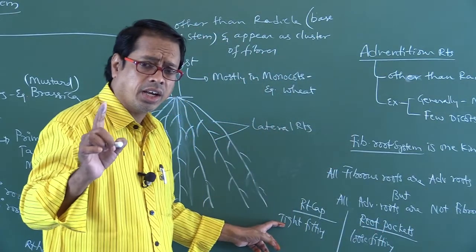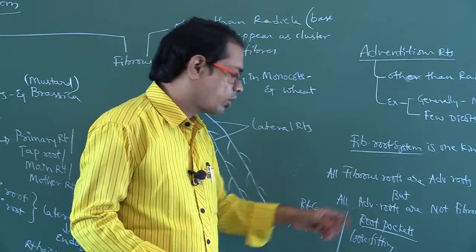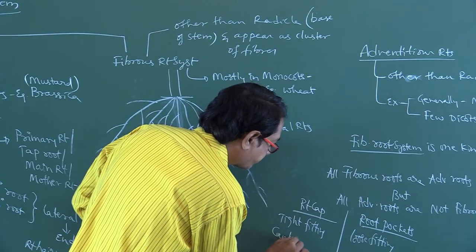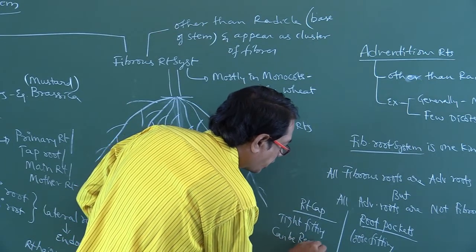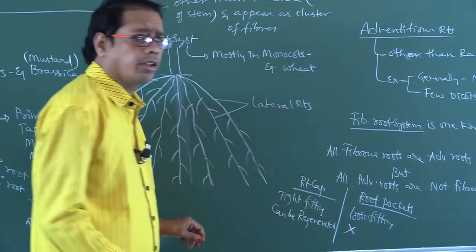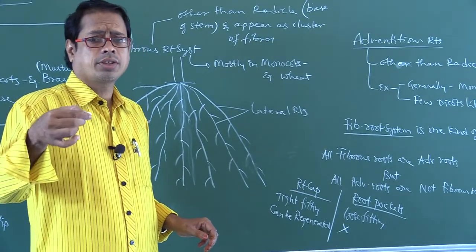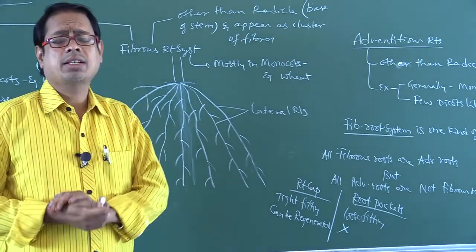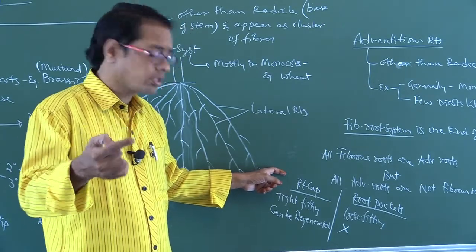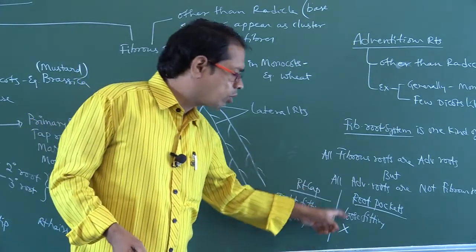Tight fitting structure is root cap. Loose fitting structure is root pockets. Root cap can be regenerated if lost. Why? Because there the meristematic cells are present. So, which one can be regenerated if lost? Root cap. Cannot be regenerated if lost means root pockets.